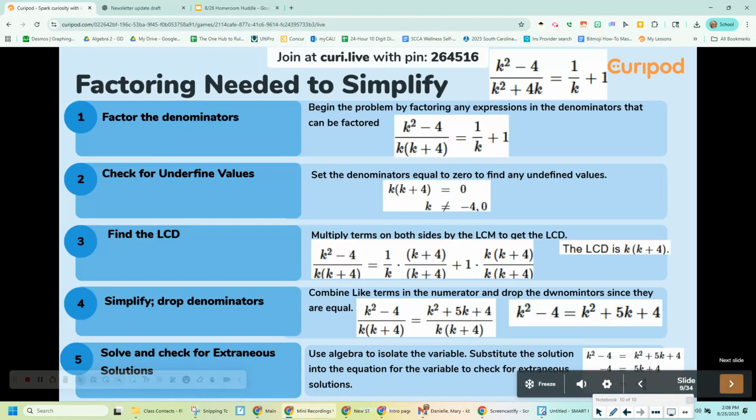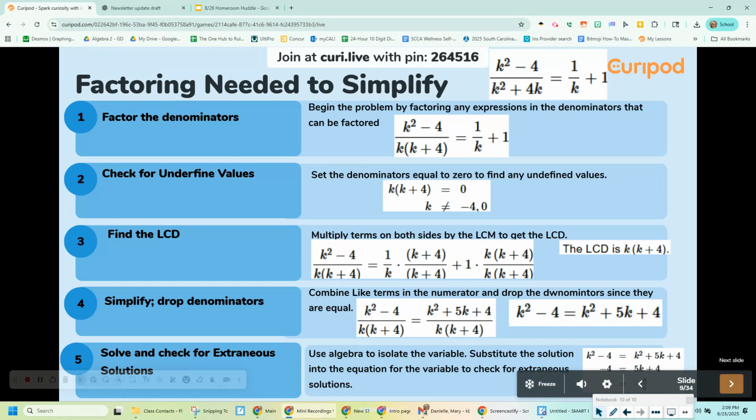There we go. Those are answers. And let's talk about when we have to factor in order to simplify. So now we have a problem, k squared minus 4 over k squared plus 4k equals 1 over k plus 1. We want to begin the problem by factoring any expressions in the denominator that can be factored. In this case, we can factor out a k out of the k squared plus 4k. That leaves us with k times k plus 4.